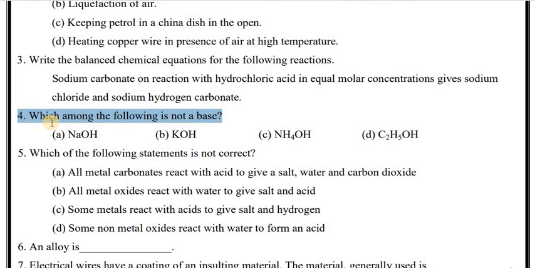Fourth question: which among the following is not a base? NaOH, KOH, NH4OH, C2H5OH. In the acid-base chapter, we already know that NaOH, KOH and NH4OH come under bases. But C2H5OH, that is ethanol, is there. This is ethanol. So the answer is D.